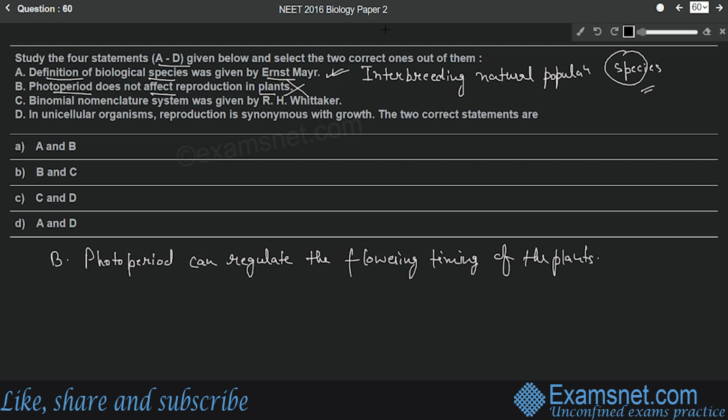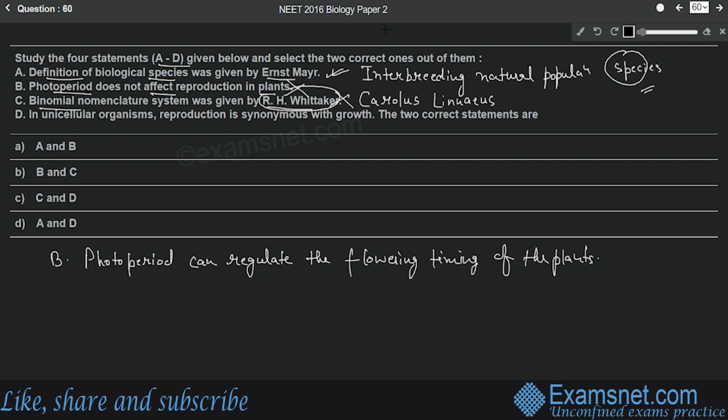Now we move to the third statement. It says binomial nomenclature system was given by R.H. Whittaker. Again, this is incorrect, because binomial nomenclature was given by Carolus Linnaeus, and not R.H. Whittaker. R.H. Whittaker gave the five kingdom classification of the living organisms.